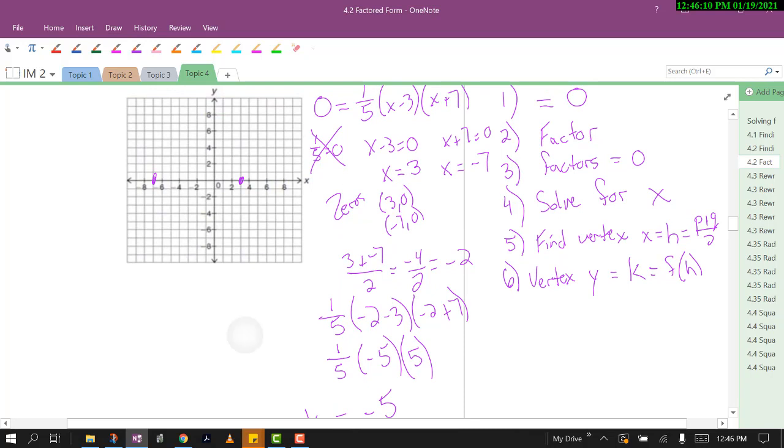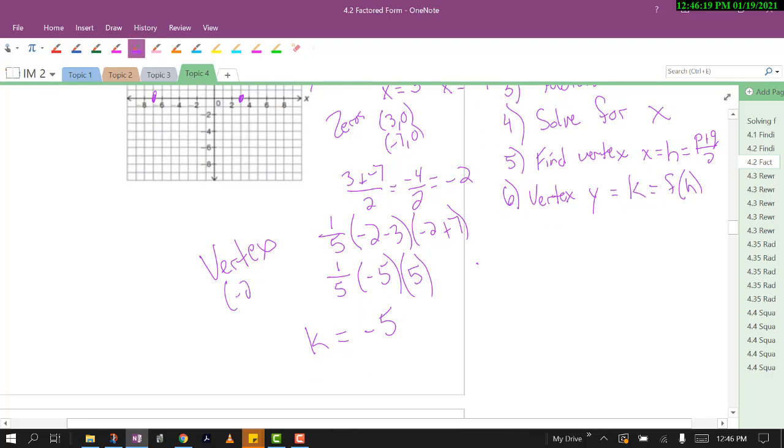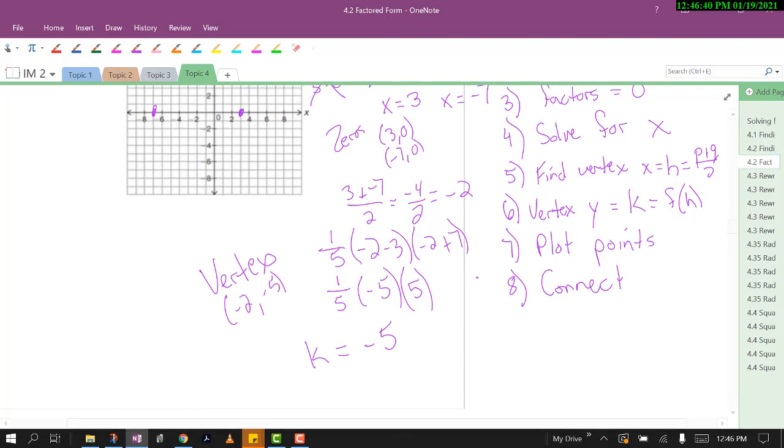So we have our vertex. Vertex is -2, -5. So we found the vertex. Then we plot the points. Just put them on our graph and then connect them to make a parabola. We want our parabola to look like a U, more rounded than pointed, and ideally go through these 3 points.